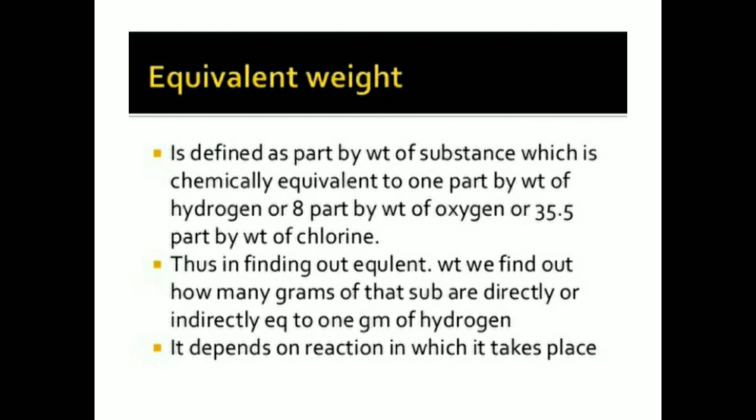Equivalent weight is defined as the part by weight of the substance which is chemically equivalent to 1 part by weight of hydrogen, or 8 parts by weight of oxygen, or 35.5 parts by weight of chlorine. Thus, in finding out equivalent weight, we find out how many grams of that substance are directly or indirectly equivalent to 1 gram of hydrogen. It depends on the reaction in which it takes place.